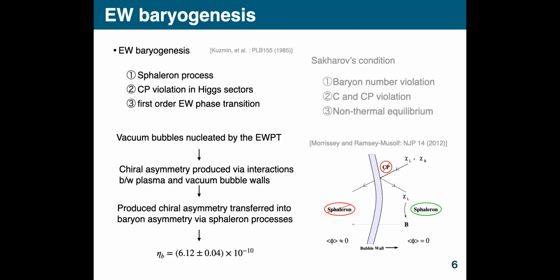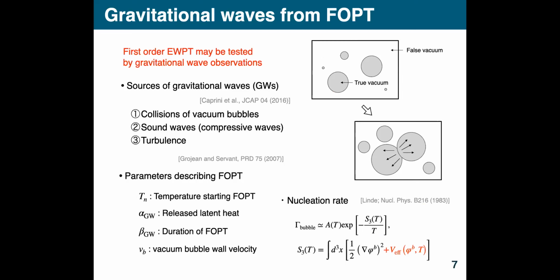What I want to emphasize here is that in order to realize the electroweak baryogenesis, the sphaleron process should be decoupled after the phase transition, or inside the vacuum bubble. So this is the condition of the electroweak baryogenesis. And then, if the first order phase transition occurs in the early universe, gravitational waves can be produced.